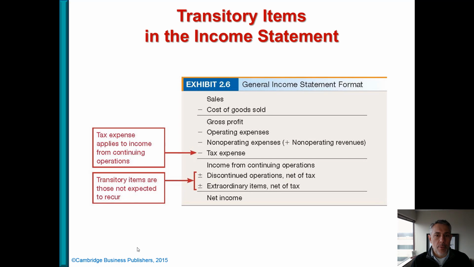Okay, transitory items in the income statement. You're going to see tax expense, extraordinary items. These apply to income from continuing operations. The transitory items are those not expected to recur. So the authors specifically point out discontinued operations and extraordinary items. These are presented net of tax below income from continuing operations.